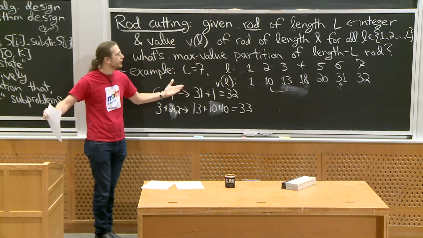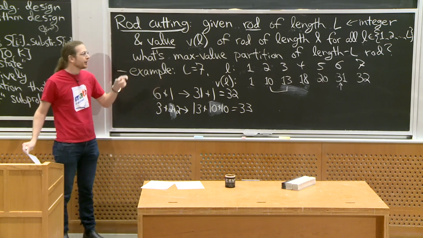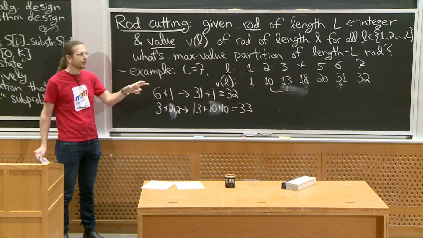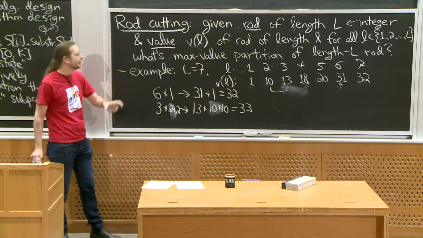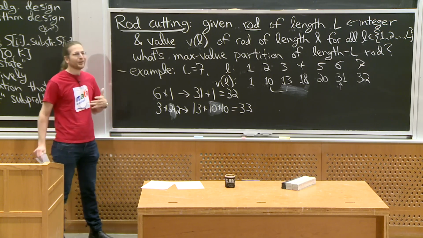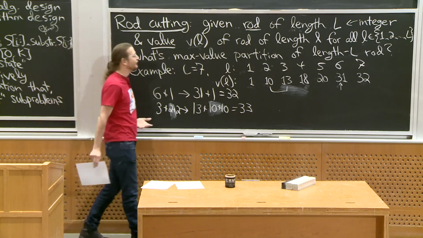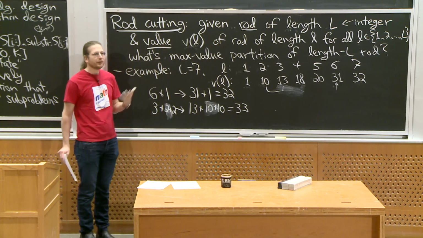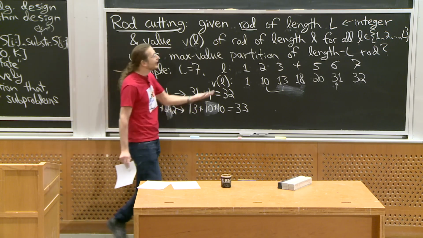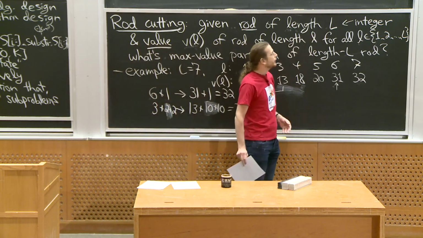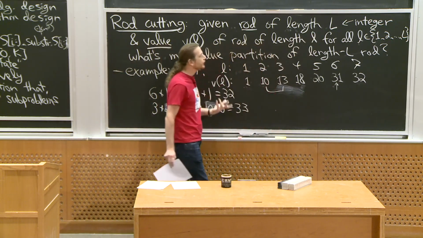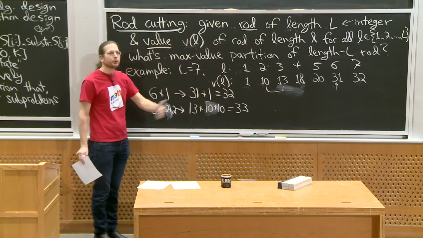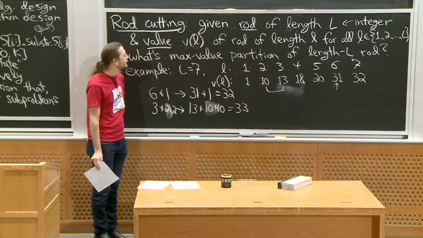Okay, so I have this big rod. Maybe I sell the whole thing. Maybe I cut off a piece of size 1 and sell it. Maybe I cut off a piece of size 2 and sell it. But I have to sell something, unless I'm not selling anything. And so there are only L different choices for what rod length to cut off first. And so we can just brute force that in order L time.